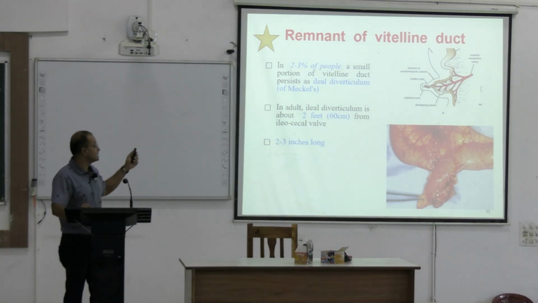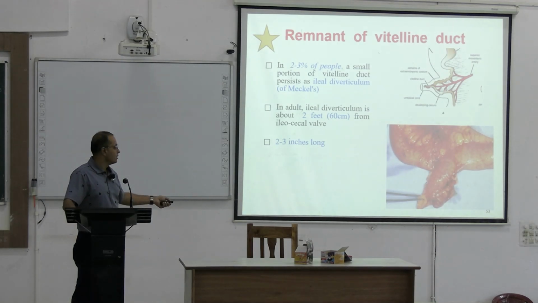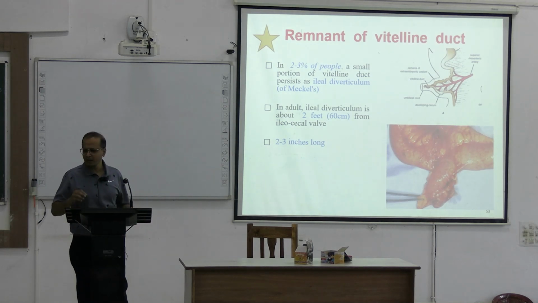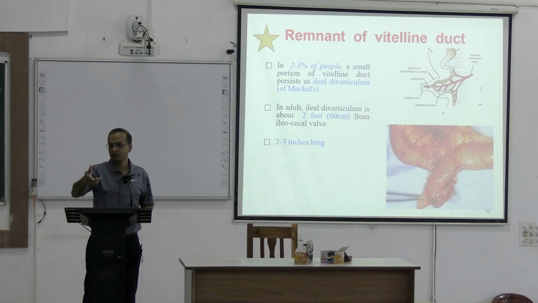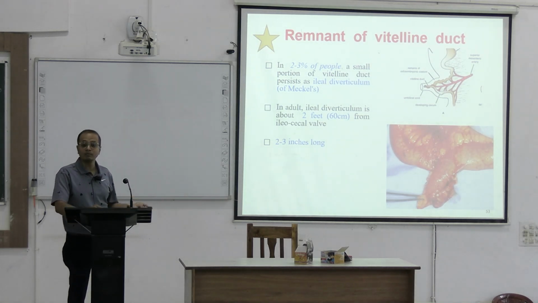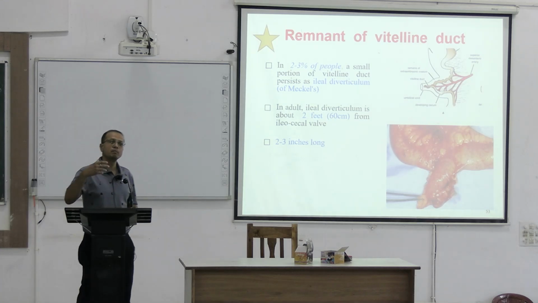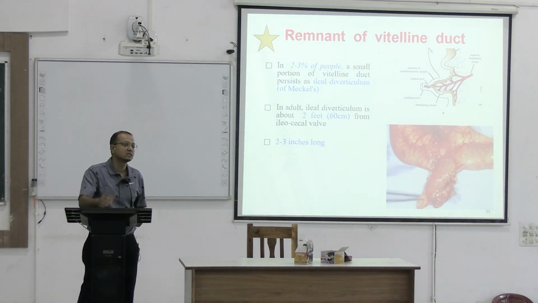Now the problem with this duct remaining is an outpouching like this. In a clinical case you are seeing, this is an ileum loop that you are seeing here, and from here you can see this long diverticulum present. Now this diverticulum, if it is present, poses no problem whatsoever. If it is infected, so if this ileal diverticulum or Meckel's diverticulum is infected, we call it Meckel's diverticulitis.